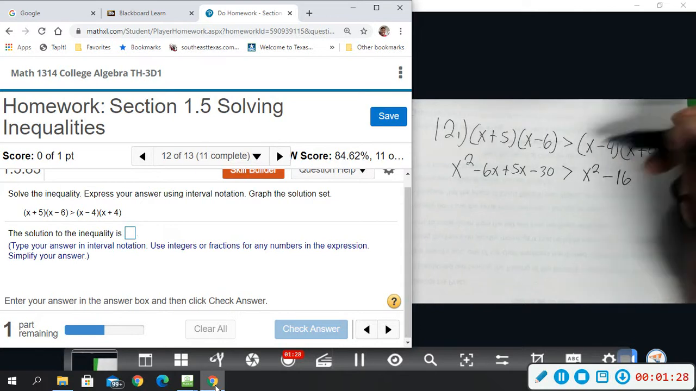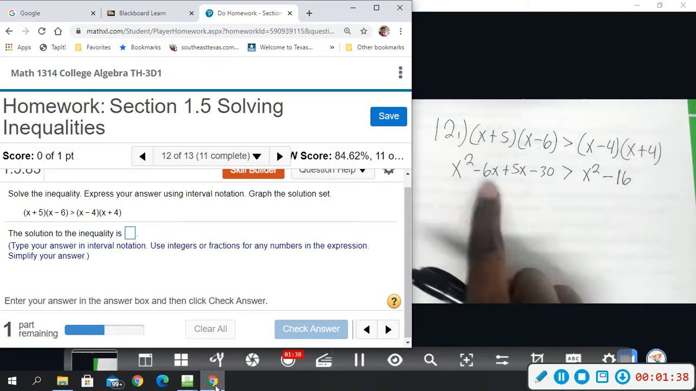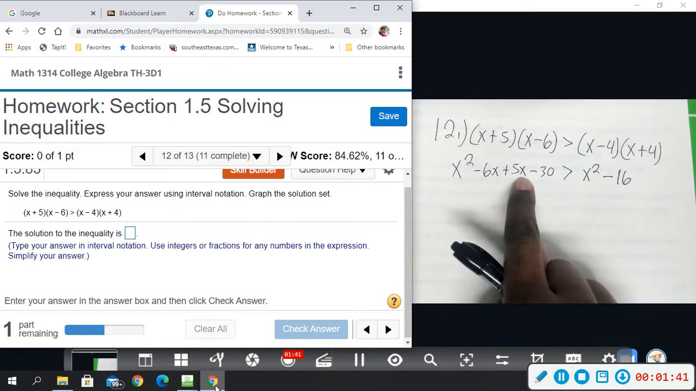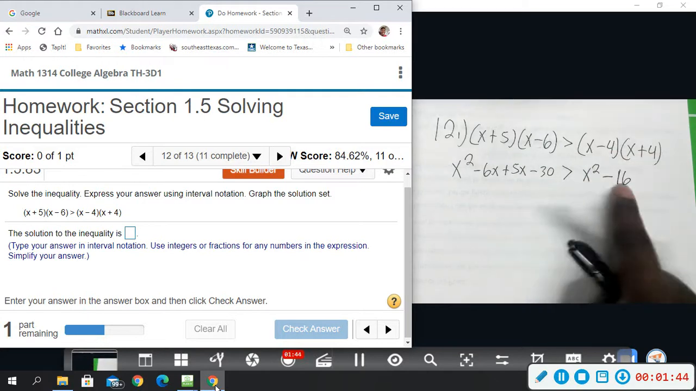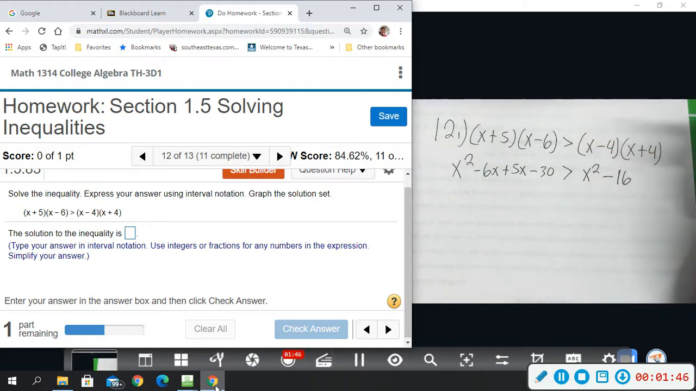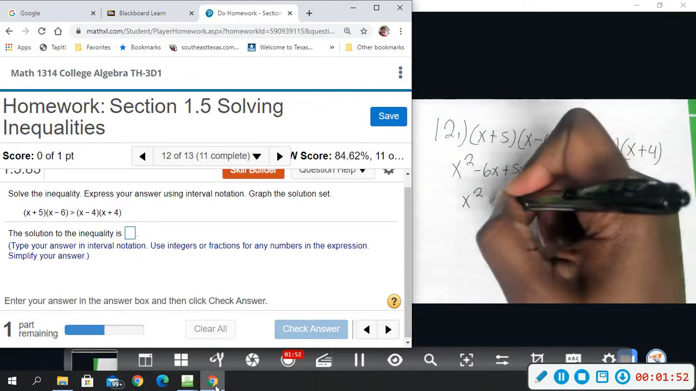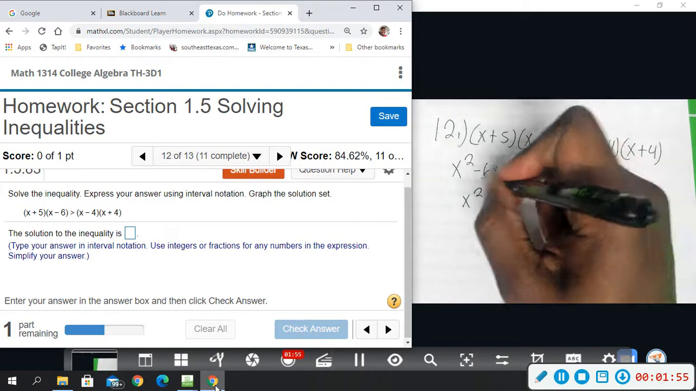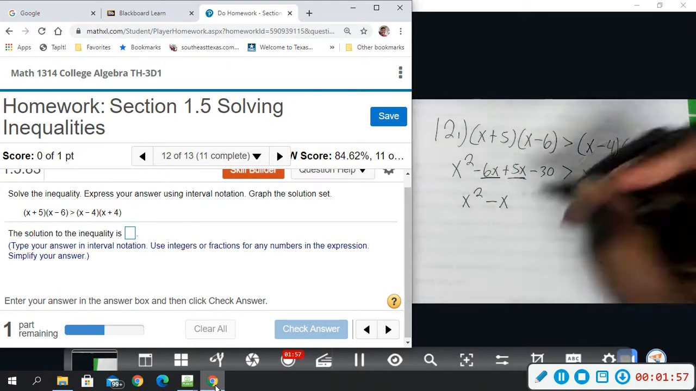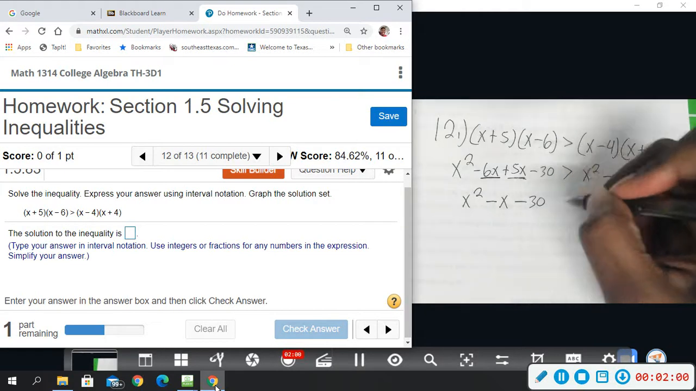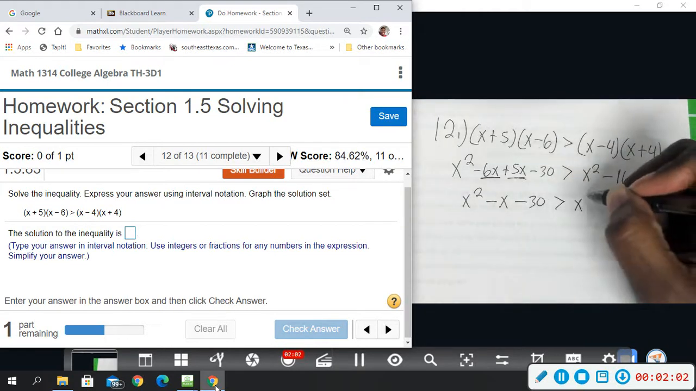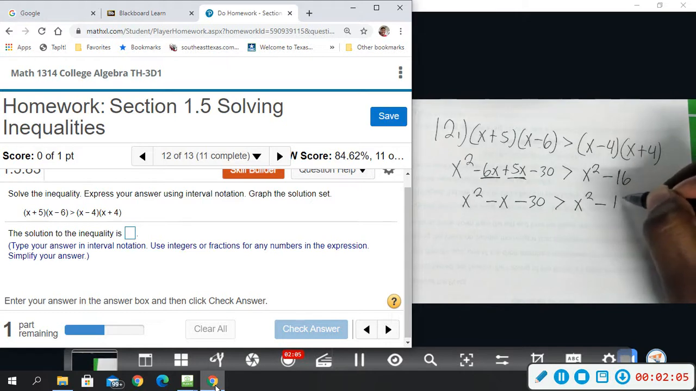This is a special case whenever you have the same two terms, subtraction and addition. You will get the first term squared and then the two back terms multiplied to give you 16. We will have a middle term, but it will cancel out because one will be positive and one will be negative. So it just gets you there a little bit quicker. Then we simplify. We have x squared minus x. We get that from combining the negative 6x and the positive 5x. And then minus 30 is greater than x squared minus 16.